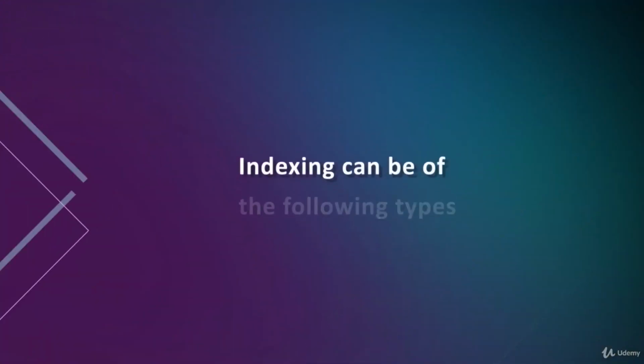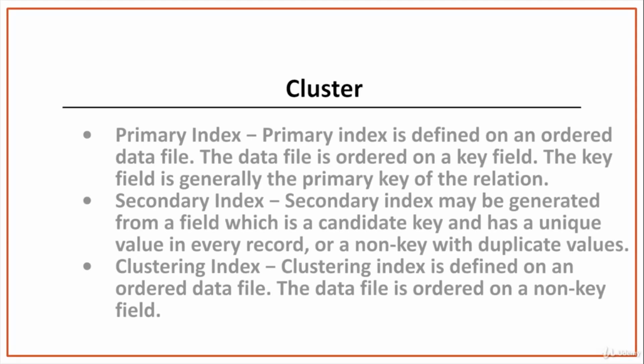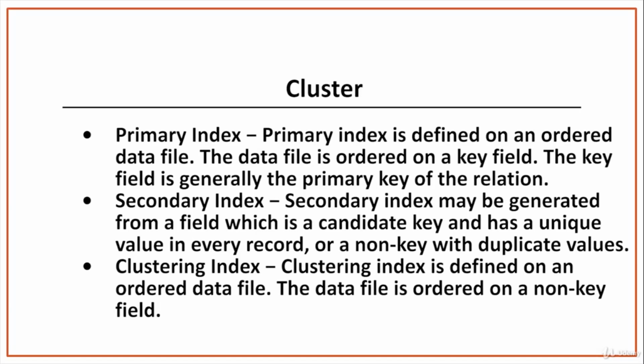Indexing can be of the following types. Primary index. Primary index is defined on an ordered data file. The data file is ordered on a key field. The key field is generally the primary key of the relation.